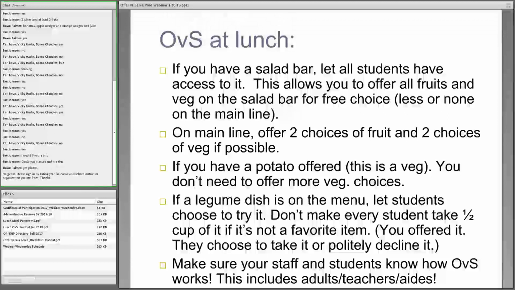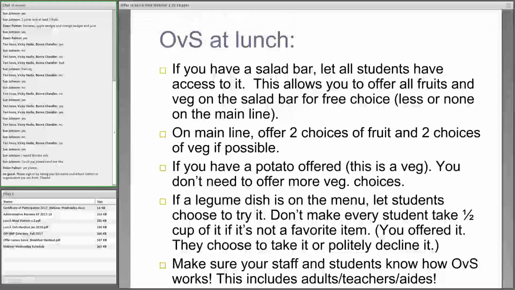And then if you have a legume dish that's on the menu, see if you wanted to let students taste test it or give out some samples. Know that if you have refried beans or baked beans on your line, you have met the meal pattern by offering it. But what we don't want you to do is make every student take half of a cup of it if it's not really a favorite item, or if you know that every student isn't going to eat half cup of that legume or whatever it is.